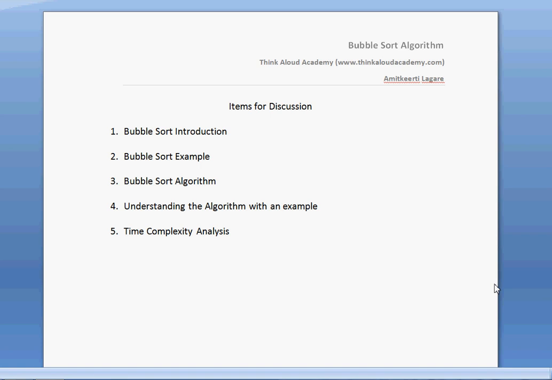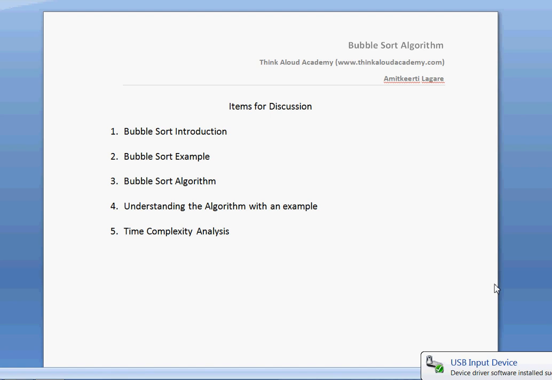In this video I would like to talk about a sorting technique called Bubble Sort. So we will be looking at Bubble Sort here. The items for discussion would be Bubble Sort introduction, a Bubble Sort example, the Bubble Sort algorithm, understanding the algorithm with an example, and then finally we will look at the time complexity analysis.